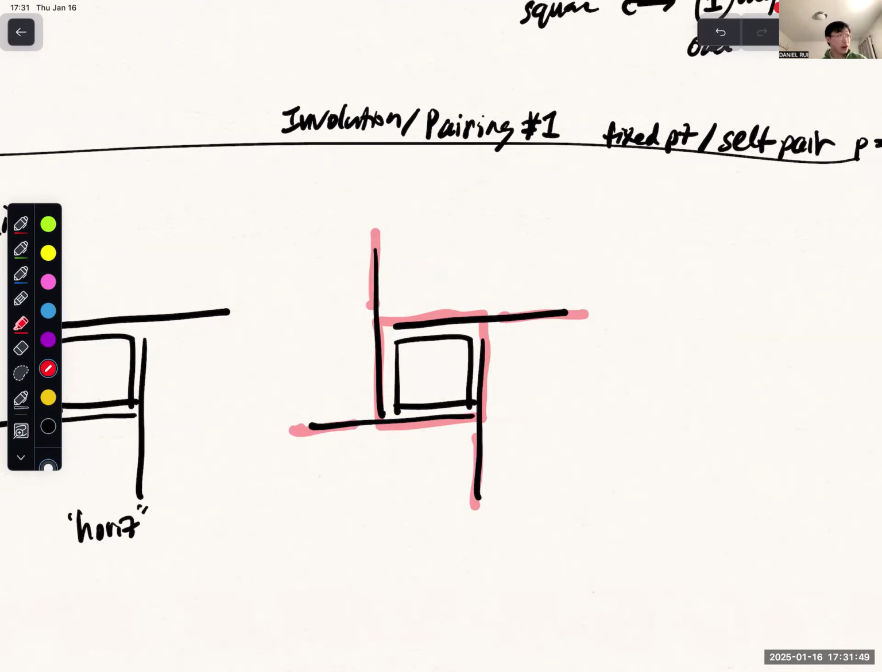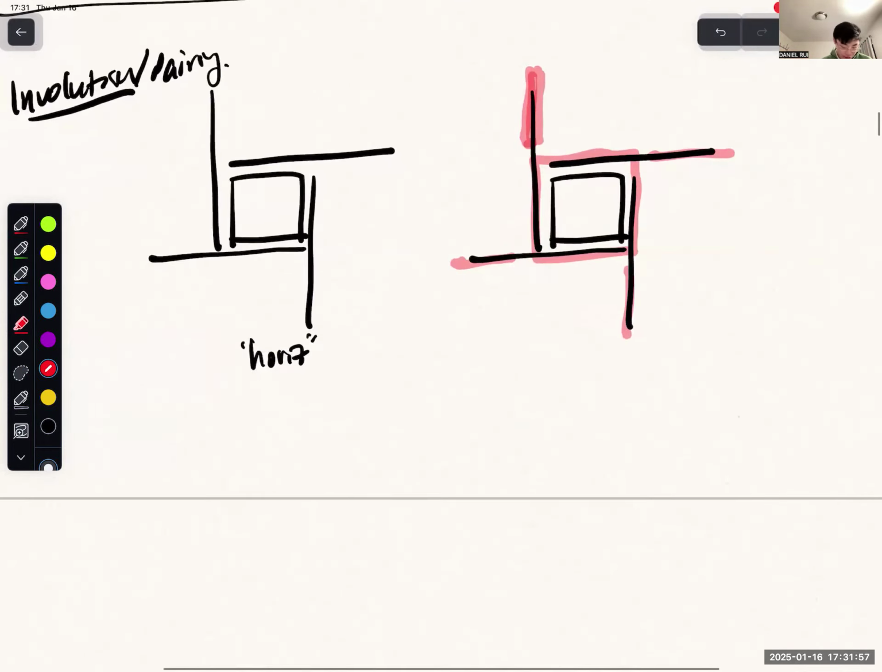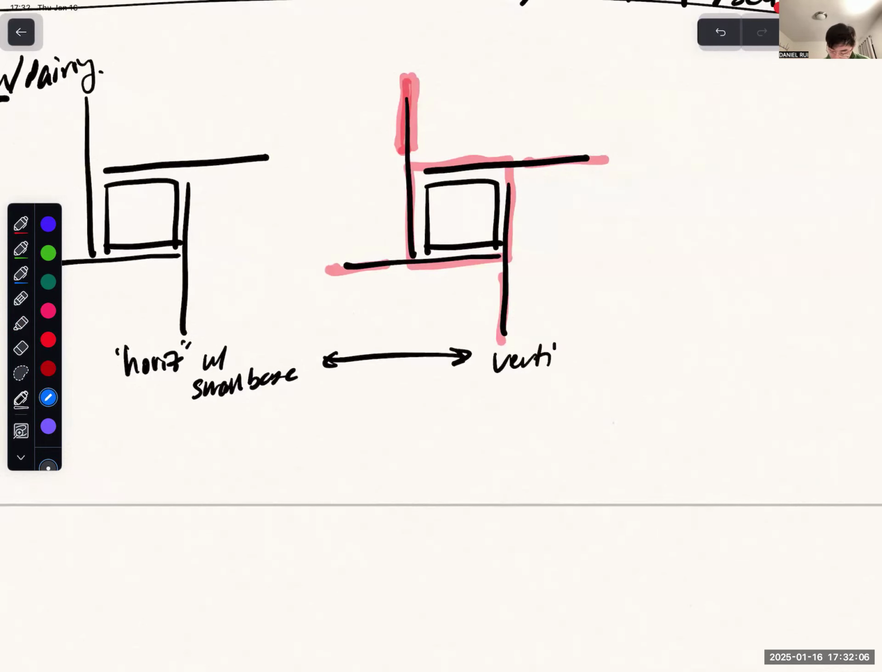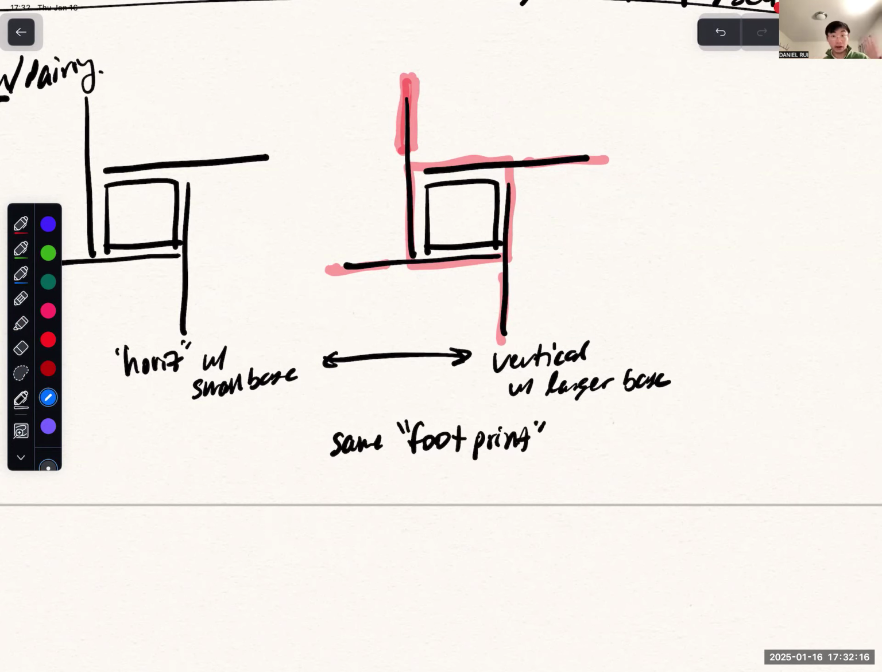Okay, so if you just look at the red bit, I get a fatter base, and now these extra tidbits are now vertical oriented. Okay, so a horizontal configuration with a small base corresponds with a vertical with a larger base. Okay, and these have the same footprint. So that's another pairing.